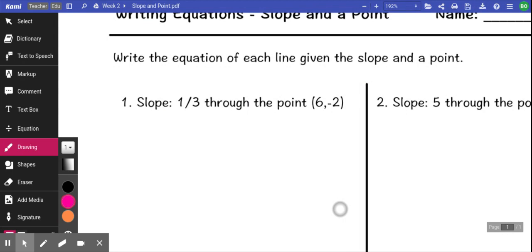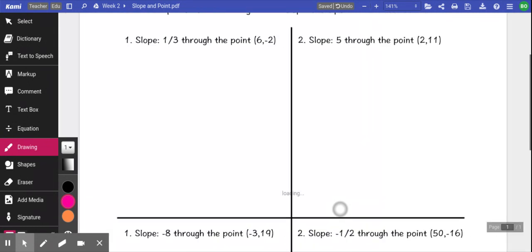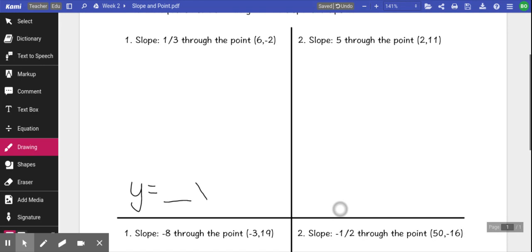So down here for number 1, we're given the slope is 1/3 and our line is going through the point (6, -2). Well, real quick, I know my final answer should be y equals m, whatever m is for us, x plus whatever b is. Now, depending on what b is, if it comes out to be a negative, we might have to change that plus sign to a minus.